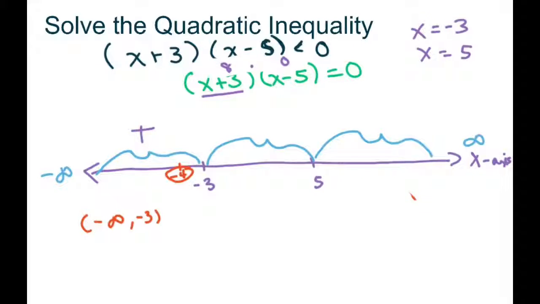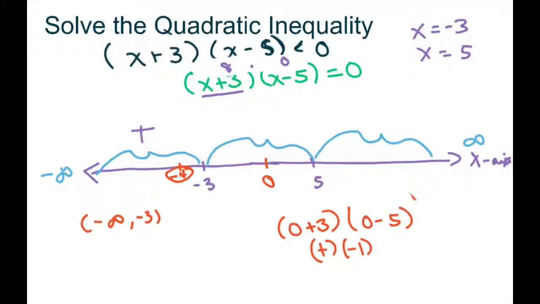Since I have that, I'm just going to use 0 because 0 is always easy to use. So I plug in 0 here and here. Then I'm going to evaluate. When I evaluate, this is going to be a positive number. This one's going to be negative. So a positive times a negative equals negative.